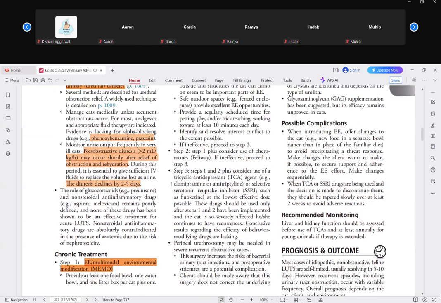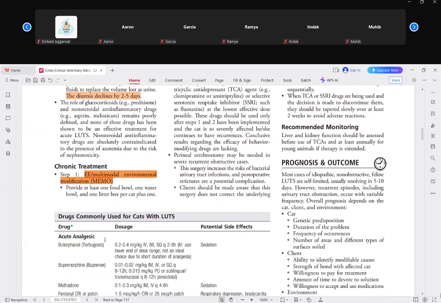Coming toward the non-obstructive FLUTD, very much important, guys. Just remember these things, very importantly, as a stepwise approach. Okay. So the first step you do in the non-obstructive FLUTD is MEMO. Okay, MEMO is multimodal environmental modification.